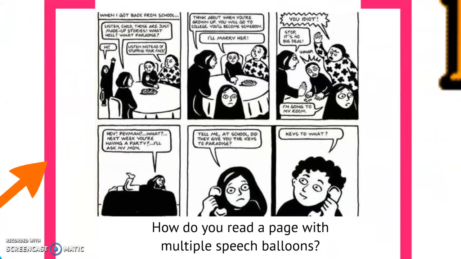How do you read a page with multiple speech balloons? Okay, so there's a way to read it. In most cases, it's going to be left to right. Sometimes it's going to be top to the bottom. Okay. As far as panels are concerned, you'll always be reading the panels left to right, top, left to right, and then bottom, left to right in that order. Okay, let's move on.